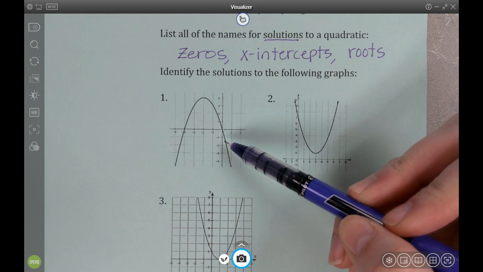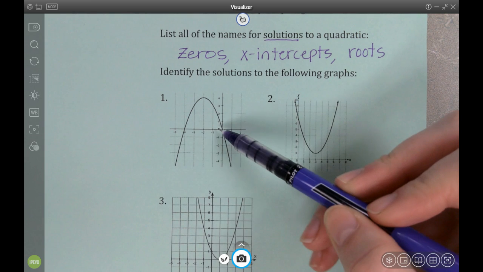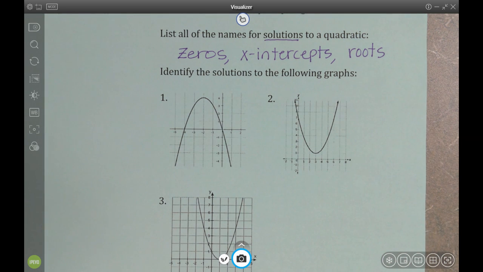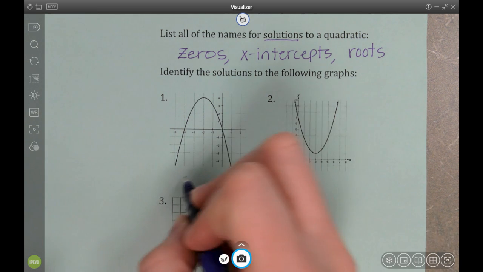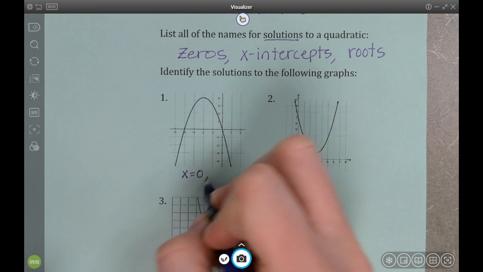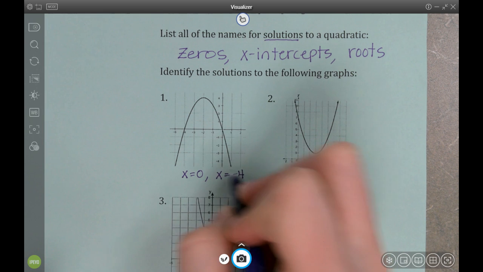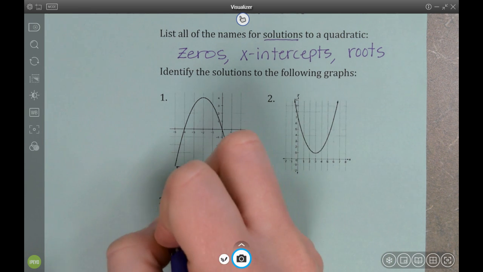So on question 1 right here, what are my 2 x-intercepts, or my 2 solutions? 0 and? Yep. So x equals 0 and x equals -4 are my 2 solutions.